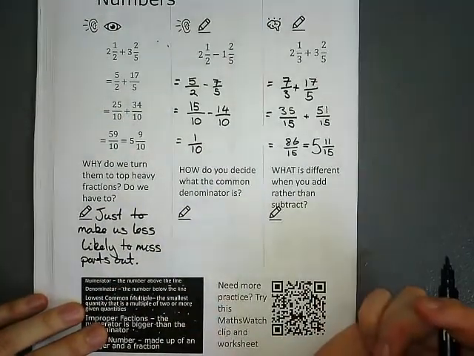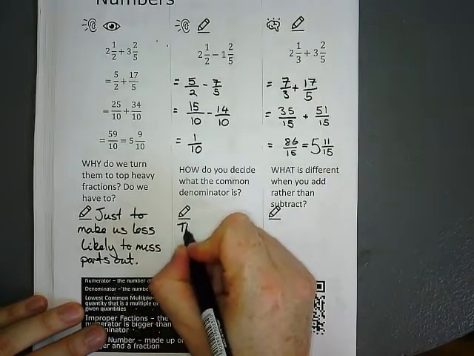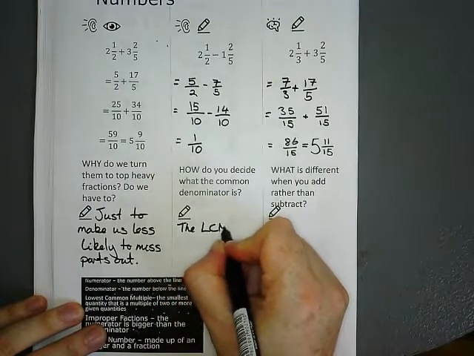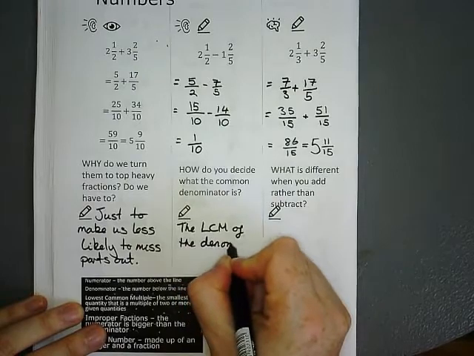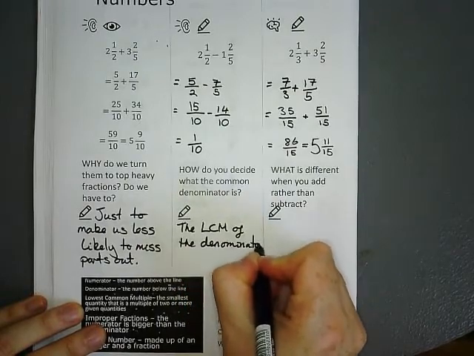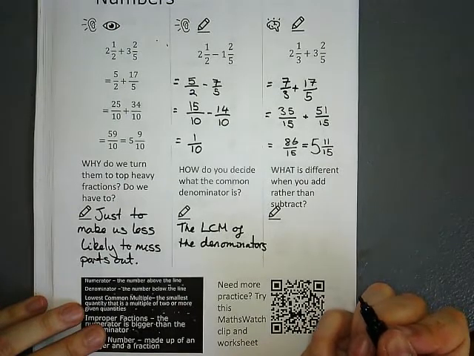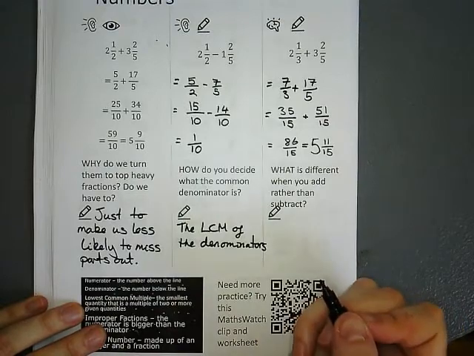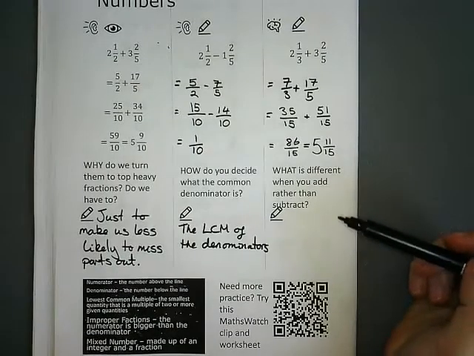How do we decide what the common denominator is? Hopefully we all answered this fine, that we want the lowest common multiple. Just like with adding proper fractions, you don't have to use the lowest common multiple. You can use any common multiple, but you'll have to do less cancelling down if you use the lowest common multiple.